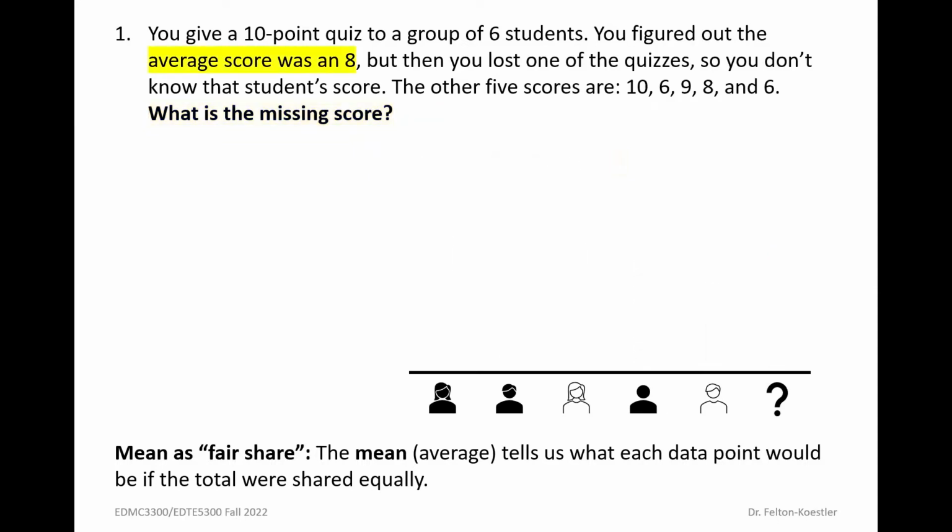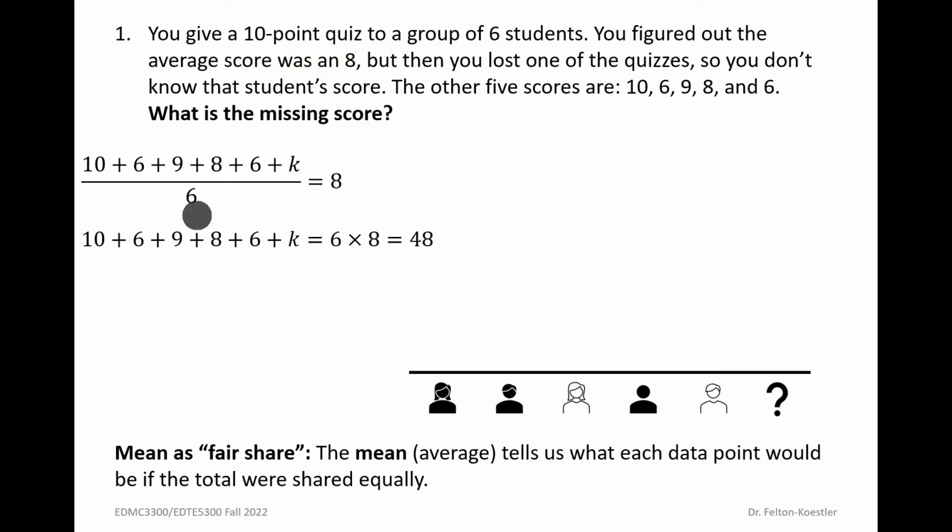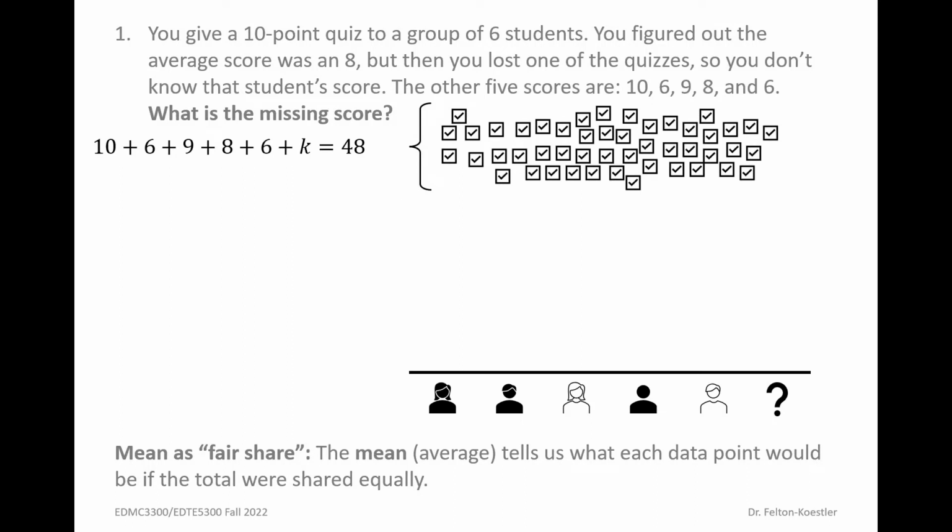Formulaically, we're doing really the same thing, but I want to make sure we're grounding the meaning in the meaning of the mean. Sorry for the repeated usage there. So the formula we have, if we're thinking about it a little bit more algebraically, is we add up all the data points, and K here stands for the unknown data point, the unknown score. We divide that by the 6 students, and we get an average of 8. We could multiply both sides by 6, and we would get this equation. And again, I'm going to imagine my 48 points that the students have earned, and I'm going to think about how I can simplify this equation to find out what K is.